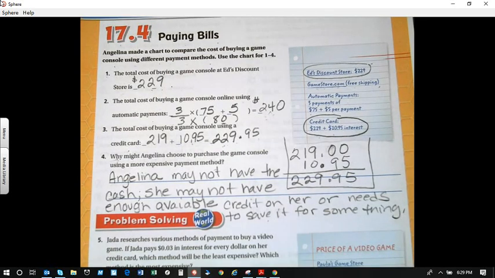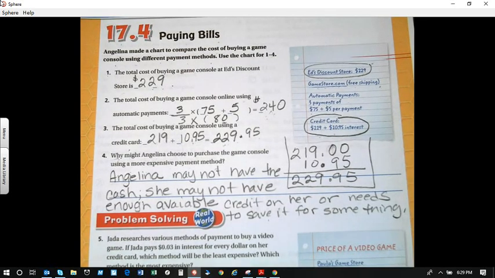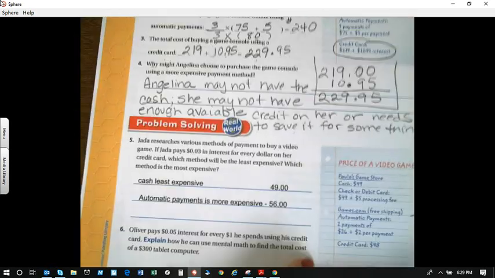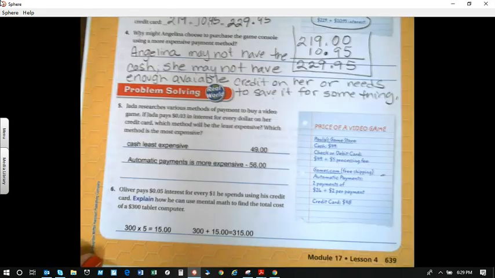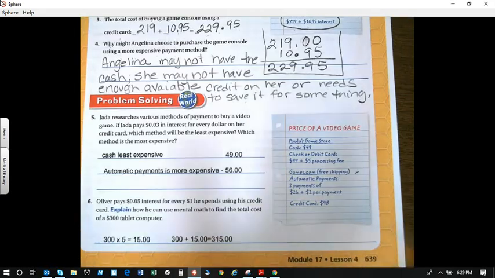Okay? Now let's look at this one. Uh-oh. I know what I did here. I was typing this up, and I actually forgot to erase this when I printed it out, because we were doing tutoring this afternoon.